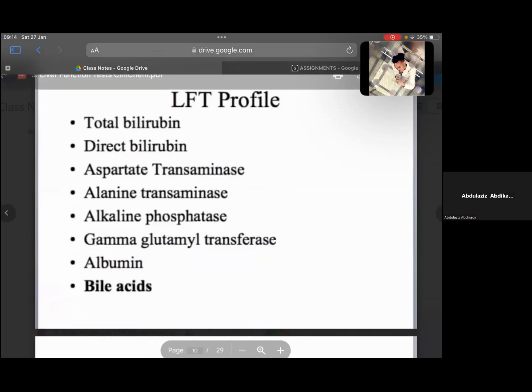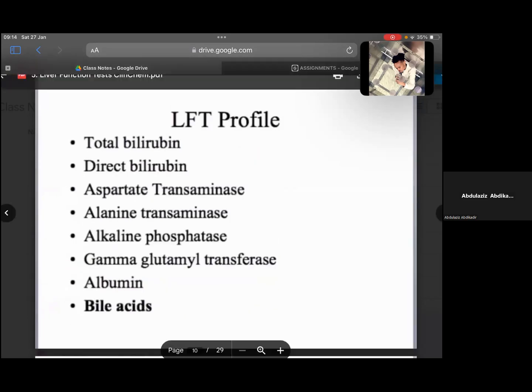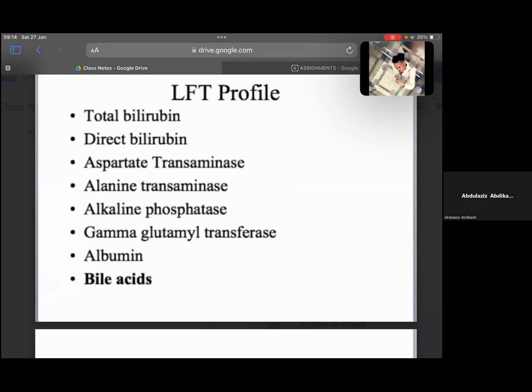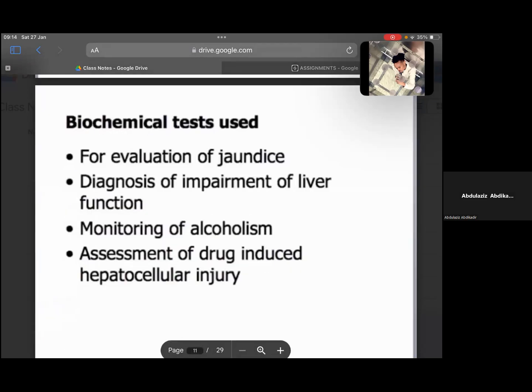So I told you the indirect bilirubin is not part of the LFT. You'll calculate it on its own. So this biochemical test, remember, if you see someone with yellow eyes, most likely bilirubin is elevated. You will do an LFT profile.